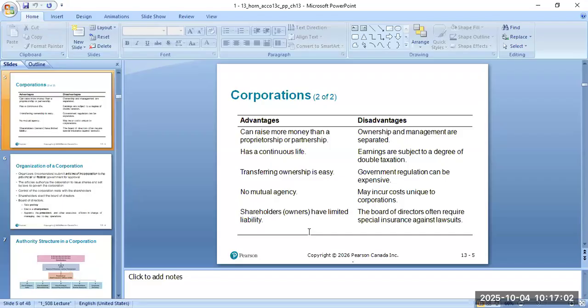Another disadvantage is that the corporation has to follow some regulations, which can be very expensive. It might have some unique costs, which are only and only related to the fact that it's a corporation. And the other thing is the board of directors often requires specific insurance.